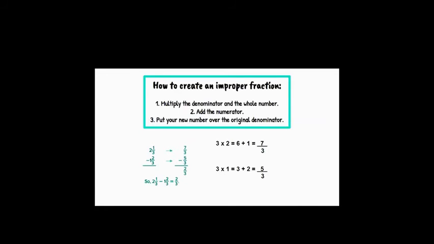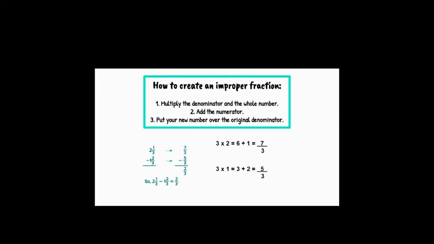So we were turning 2 1/3 into an improper fraction. So we multiplied the denominator, which was 3, times the whole number, which was 2. 3 times 2 is 6. Then we added the numerator, so plus 1, and that gave us 7. Then we're going to put the new number over the original denominator, which was 3. So your new improper fraction is 7/3.